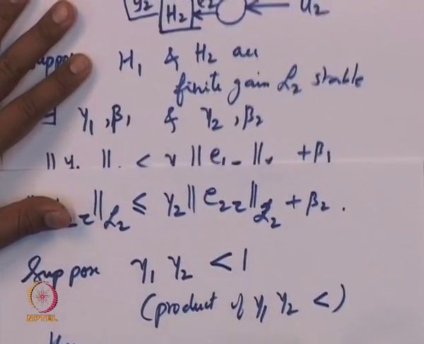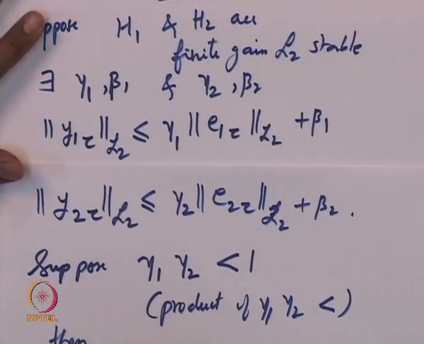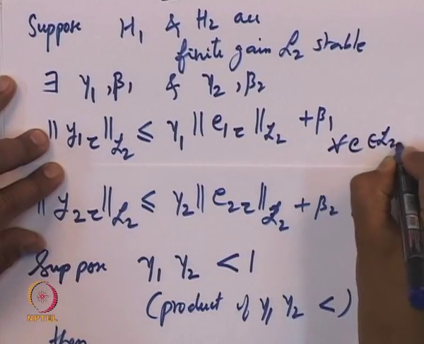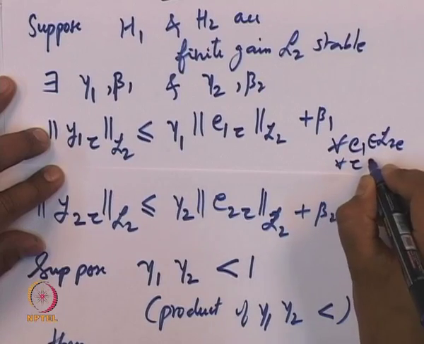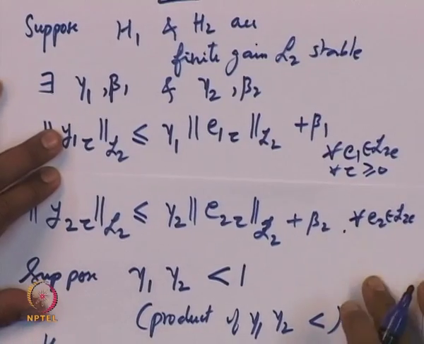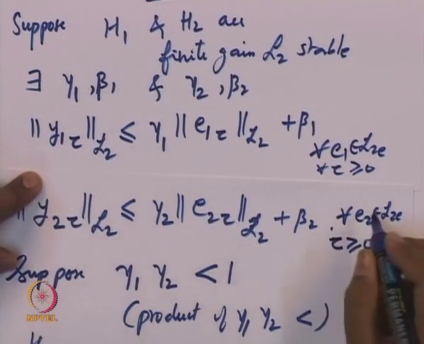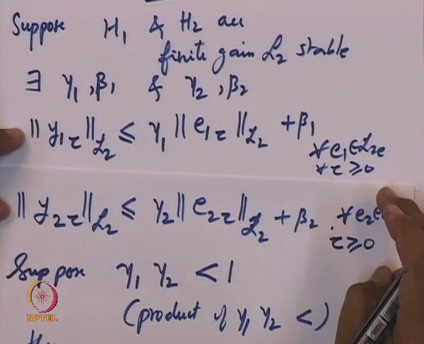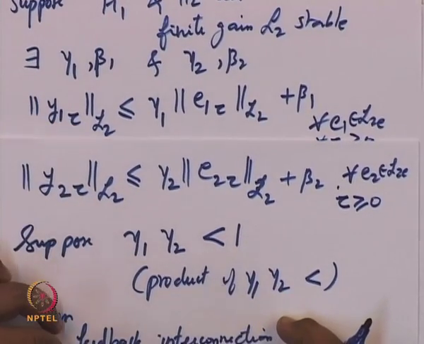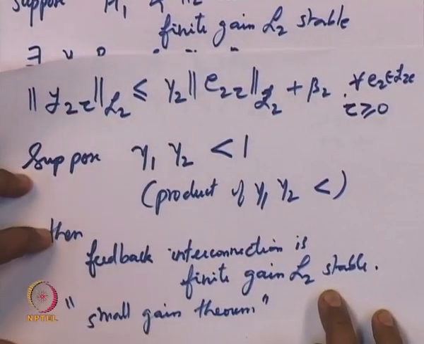That sufficient condition is as follows: we consider this feedback interconnection. Suppose it turns out that h1, h2 are themselves finite gain L2 stable. To say that they are themselves finite gain L2 stable means that these two inequalities are true, of course, for all e1 in L2e, for all choppings greater than or equal to 0, and for all e2 in L2e. This symbol is commonly used to say for all, for every. Under the condition that h1, h2 are both finite gain L2 stable, and if the product is strictly less than 1, then one can guarantee that the feedback interconnection is also finite gain L2 stable. This is a sufficient condition for the feedback interconnection to be finite gain L2 stable, and this theorem is called the small gain theorem.